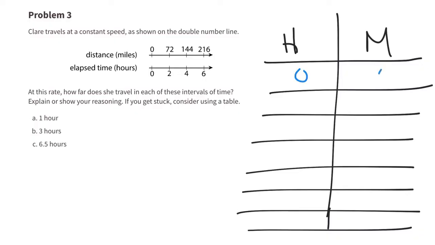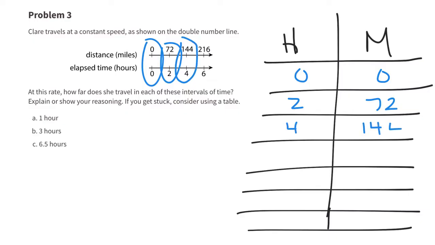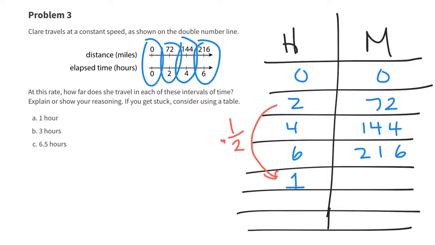So we're going to put that 0 and 0 because that's what that says. Then 2 hours is 72 miles. 4 hours is 144. 6 hours is 216. So there's our table of equivalent ratios. And then it says, at this rate, how far could she travel in 1 hour? So there's our 1. So how are we going to get 1? Well, I see an easy way, not the easy way, but an easy way, is to take that 2, multiply by a half, which is the same thing as divide by 2. And that's how I get 1.